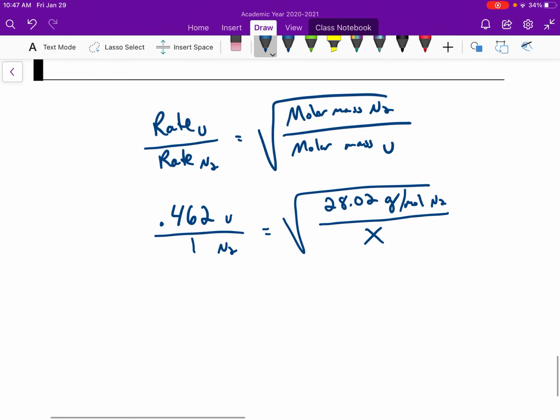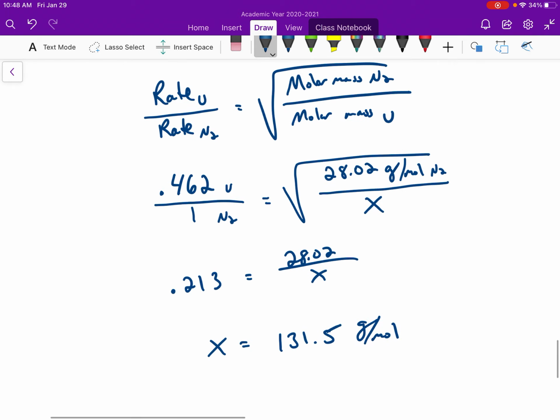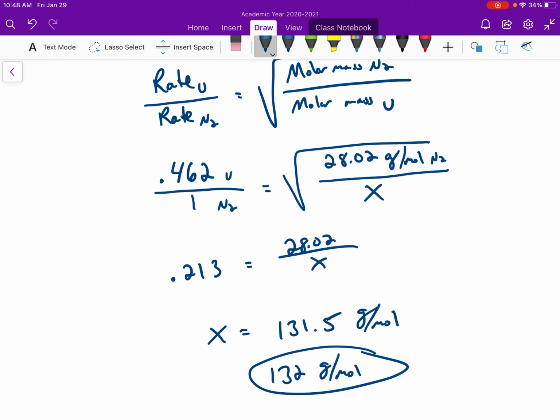Okay? We just have to do algebra. So we're going to square both sides. Okay? 0.462 squared is 0.213 equals 28.02 over X. Okay? And then we'll just manipulate the X around. And so we end up with 28.02 divided by 0.213. And that's going to give us 131.5 grams per mole. And we probably just want 3 sig figs there, so I would just say 132 grams per mole. Okay?